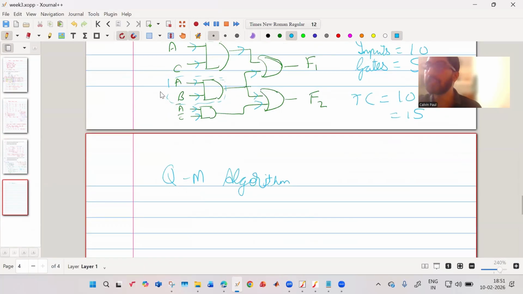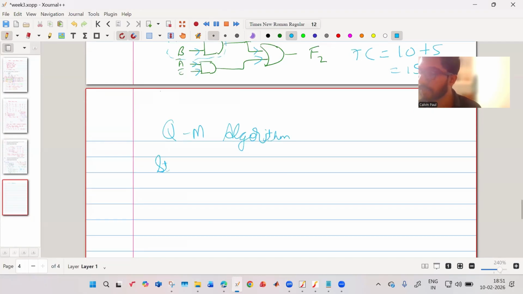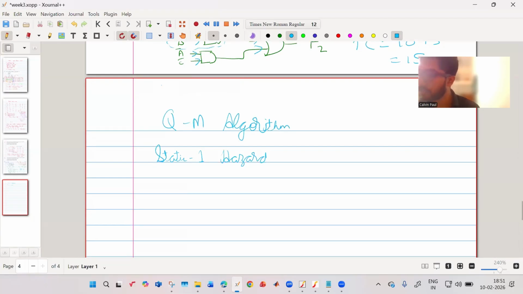So let us start with this. We'll start with something known as static one hazard. Is static one hazard. So now you have what is known as A plus A prime. What is this value? What should be this value?